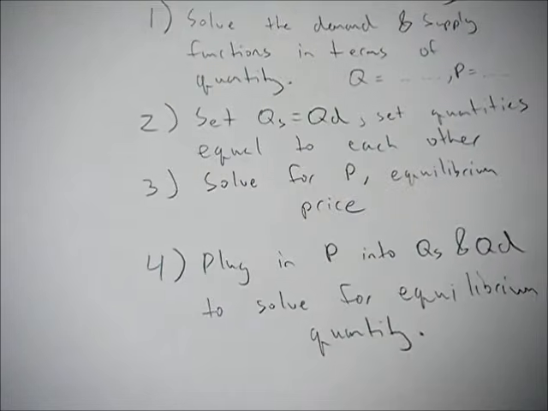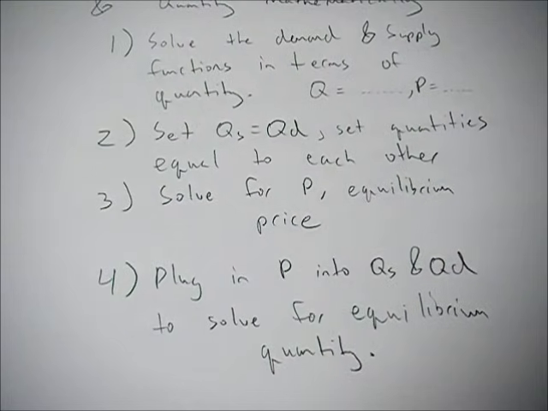So remember these steps when solving for the equilibrium. First, solve your supply and demand functions in terms of quantity, so Q equals something. Then set your quantity supplied equal to your quantity demanded. Once you've done this, solve for P. That will be your equilibrium price. Then plug that P back into your quantity supplied and quantity demanded functions to solve for equilibrium quantity. You can do it for one if you're confident in your math, but I recommend doing it for both just to double check your methods and make sure you did your algebra correctly.